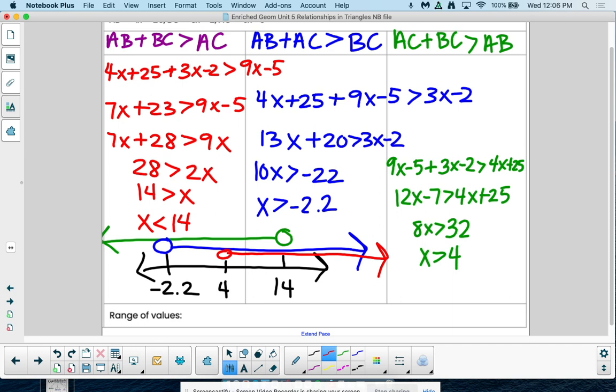Good point. So now what's our answer? Anything between 4 and 14. Your answer is where all 3 of your lines overlap. Do I have all green, blue, and red over here? Right here. This is where all 3 of them overlap, so that's our answer. So you'd write it like this. I want numbers between 4 and 14. So that's where all 3 of my colors overlapped.